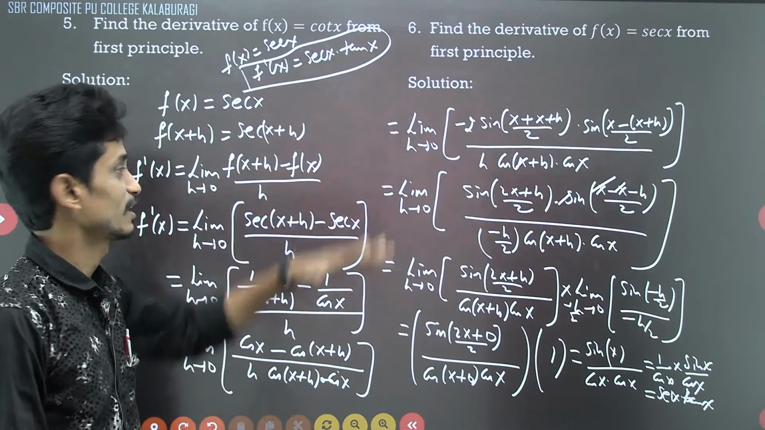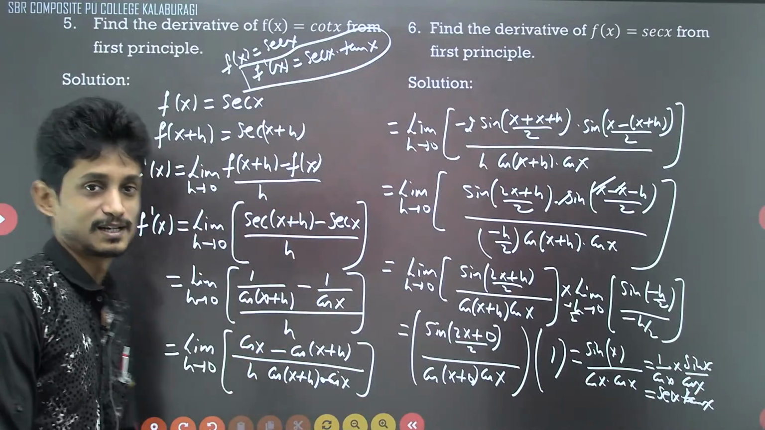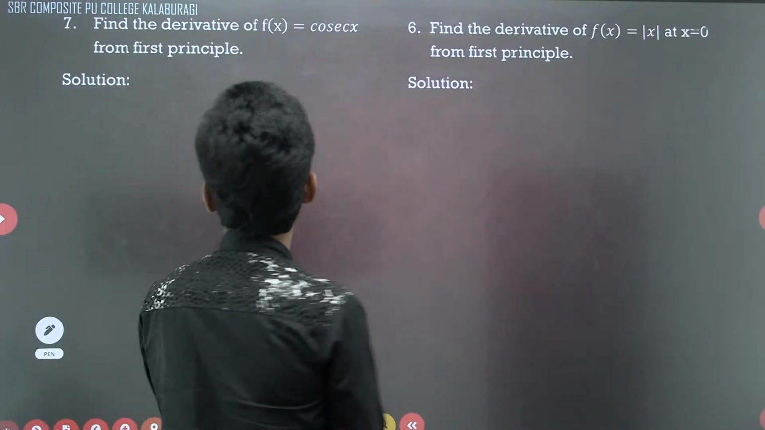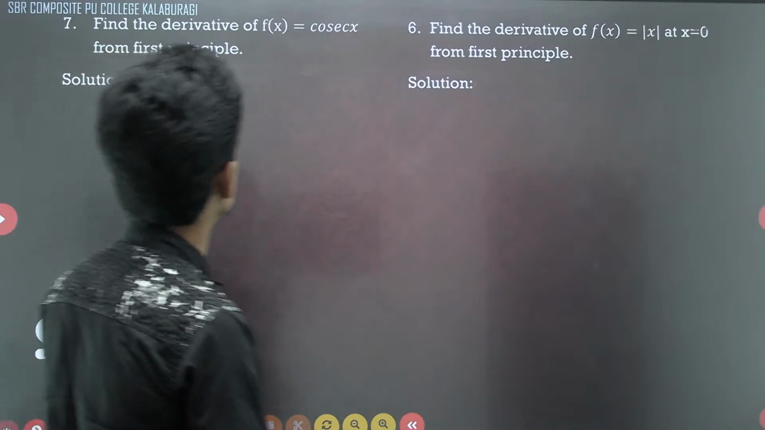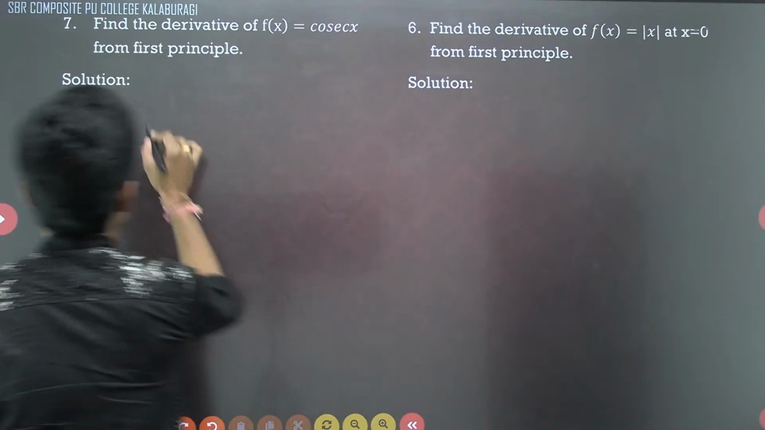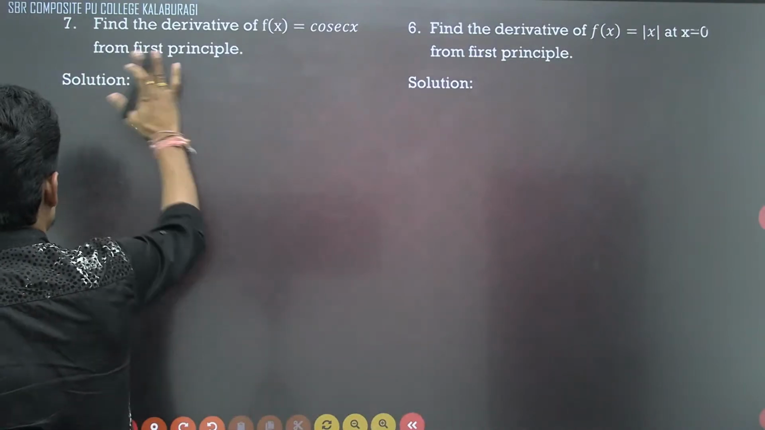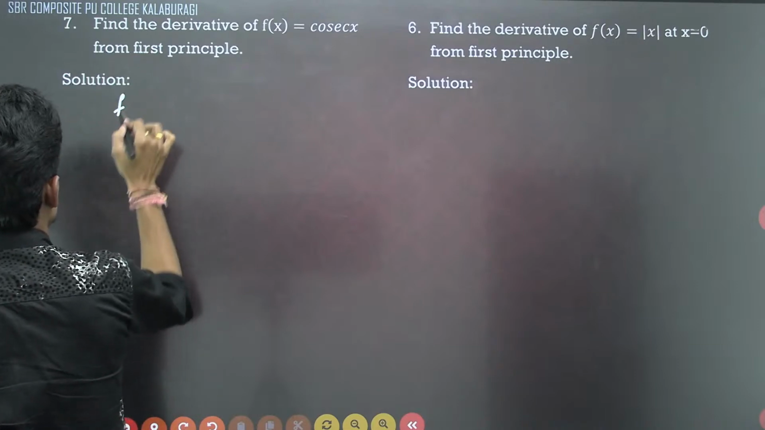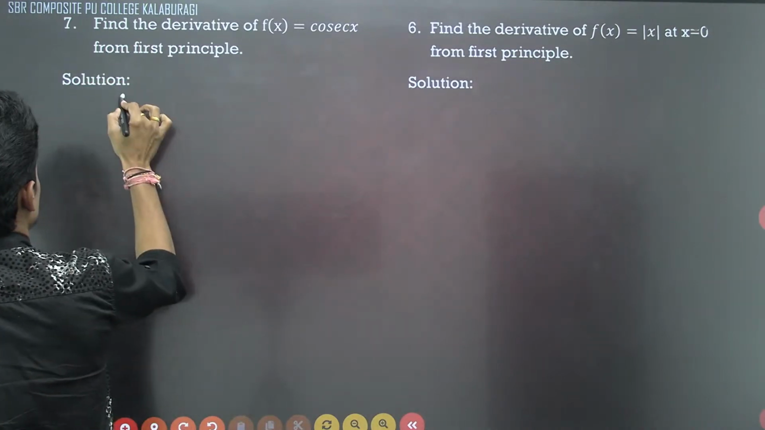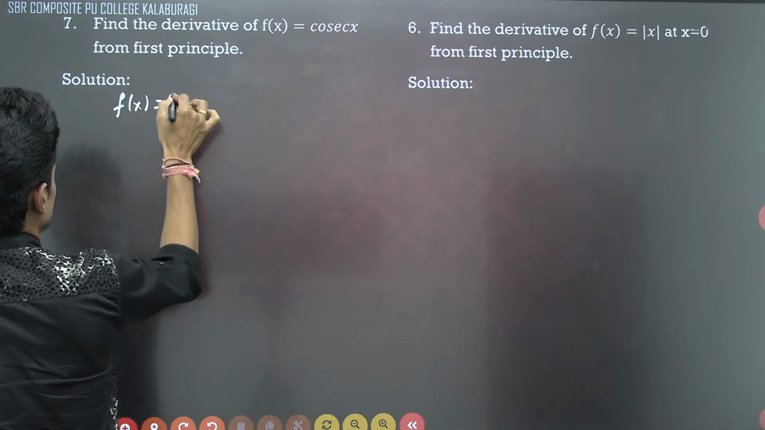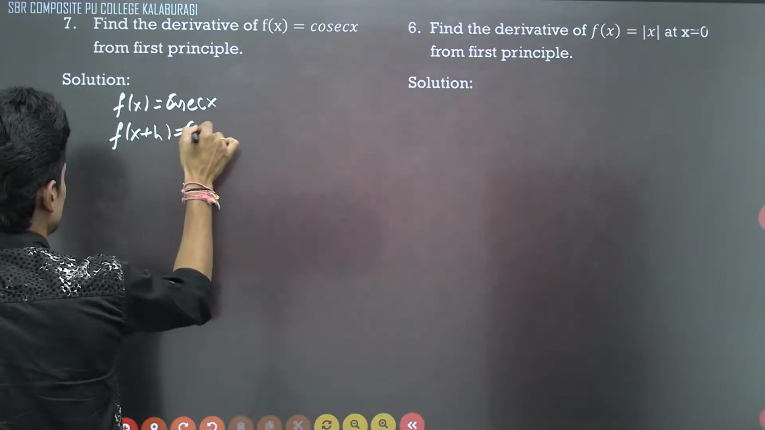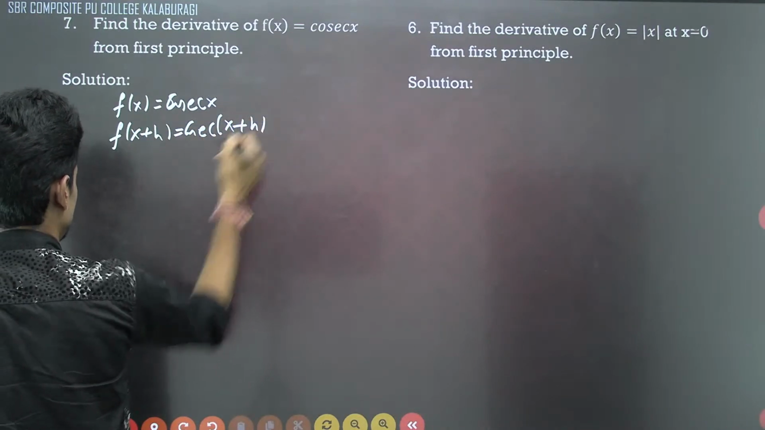How did you get this one? According to the first principle, we got the formula. Let us see about the next one. The next one is to find the derivative of f of x is equal to cosecant x. This one also by the first principle method. That is, I can write f of x is equal to cosecant x. f of x plus h is equal to, this is also cosecant of x plus h.